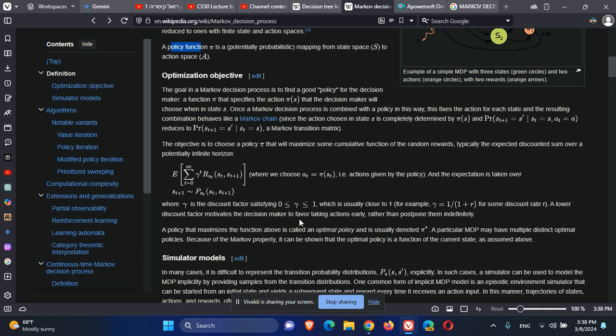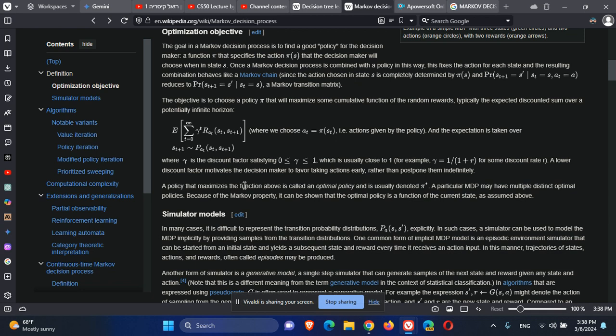A low discount factor motivates the decision maker to favor taking actions early rather than postpone them indefinitely. A lower discount factor motivates the decision maker to take the action early.